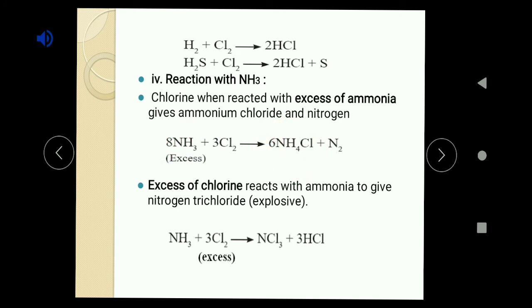A specific question is asked in exam. What happens when chlorine is treated with excess of ammonia, or a question can be, excess of chlorine when treated with ammonia? What are the products? Nitrogen trichloride is an explosive. With excess of ammonia, it gives ammonium chloride. With excess of chlorine, it gives nitrogen trichloride, an explosive. So this is the reaction with ammonia.